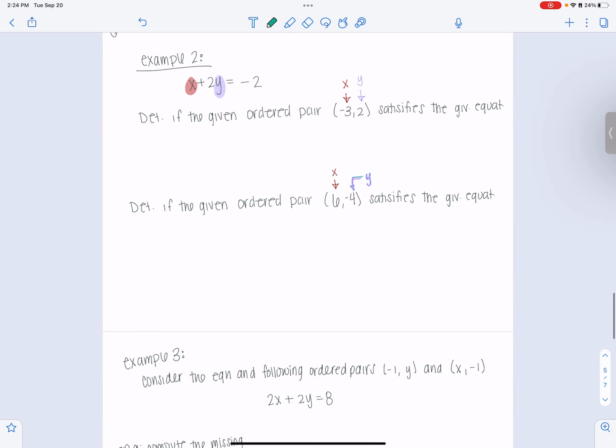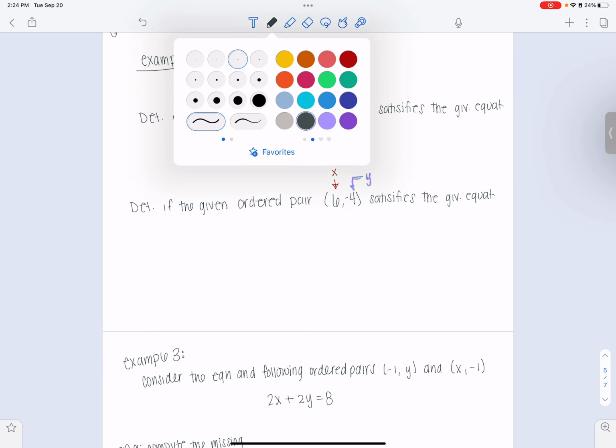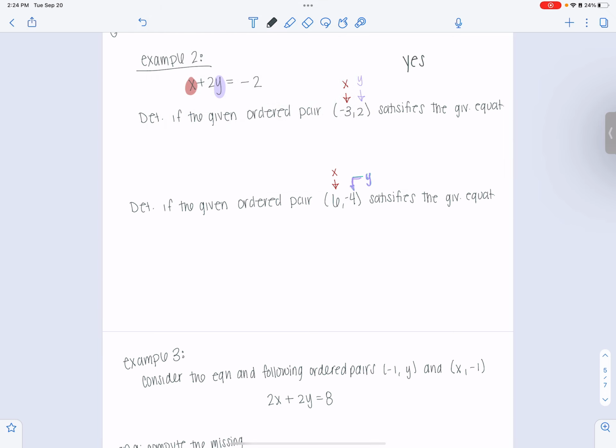All right, example 2 says determine if the given ordered pair satisfies the equation. They gave us this equation, x plus 2y equals -2. And they're asking, does the point (-3, 2) work? It's going to be yes if the equation is true, or the equal sign is true. It's going to be no if the equation is false after you plug in these numbers.